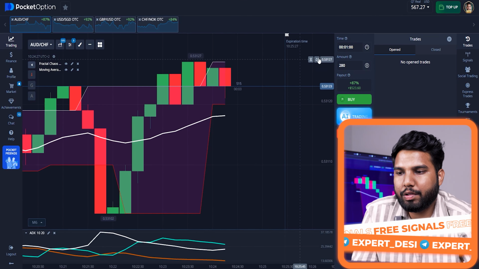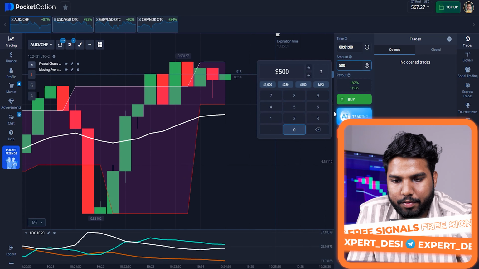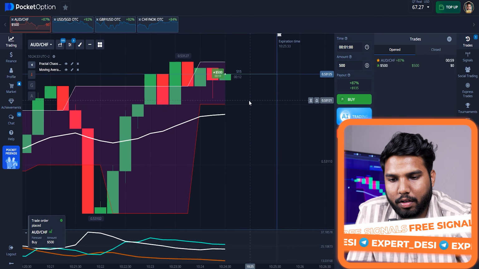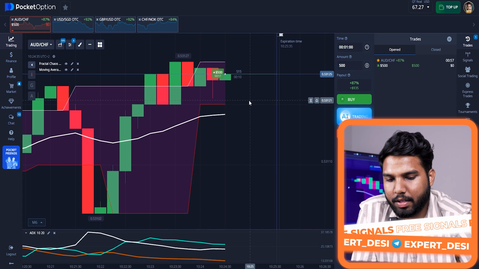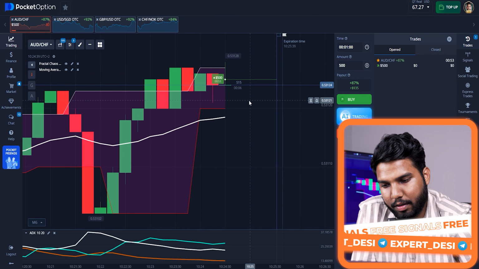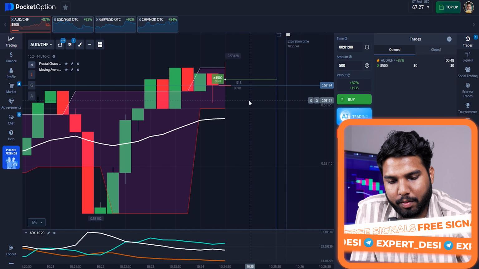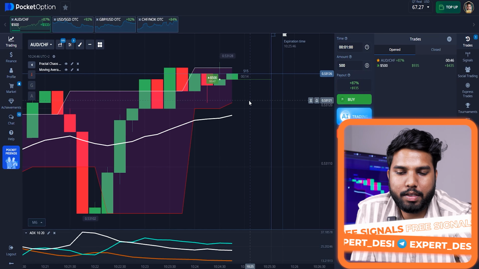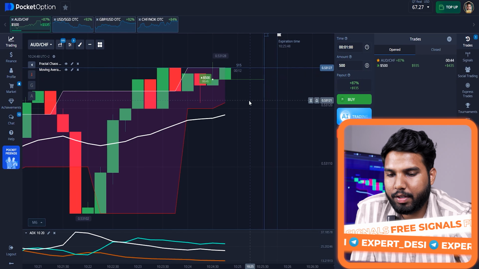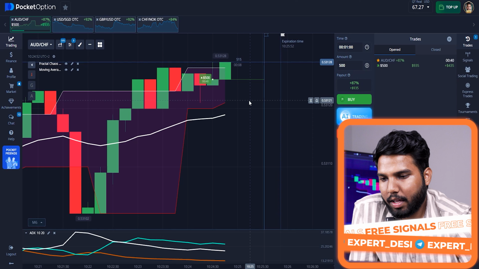Let's switch to AUD and CHF. Increase the amount. Let's take $500 and we'll open a buy position here in this trade. Let me tell you why. So first we can confirm the direction of the trend with ADX indicator. So the value is above 25, quite strong trend, quite strong upgoing trend, I would say. And the same thing with the other indicators.